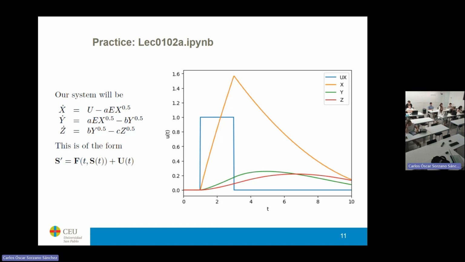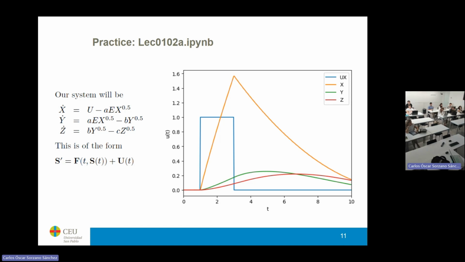Okay, so here are the different curves. So at the beginning, because the input is going from low to high, then x will also go from low to high. So it was 0, and then it starts growing. And at some moment, the input disappears, and because it disappears, there is no extra positive income into x. So all it can do is just decay into y. So that is why once the input disappears, now x starts decaying.